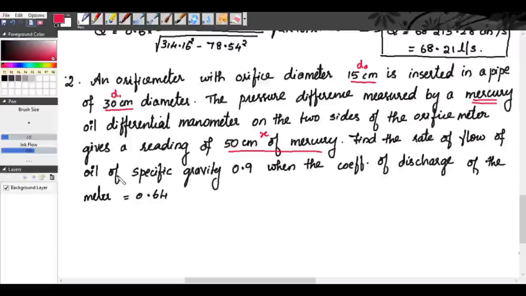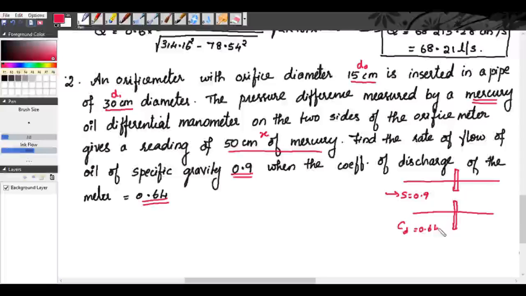Find the rate of flow of oil of specific gravity 0.9 when the coefficient of discharge of the meter is 0.64. That means the pipe is carrying an oil of specific gravity 0.9. So an orifice meter is placed on the pipe. Now, the coefficient of discharge is given as 0.64.